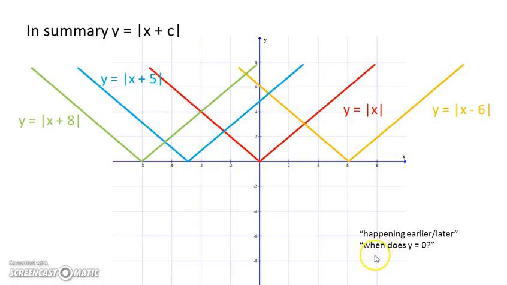Or probably easier in this case to think of, when does y equal 0? Well, with the red one, y equals 0 when x equals 0. With the blue one, y equals 0 when x equals minus 5. So minus 5 plus 5 equals 0. So you can work out where the 0 is and draw it in.